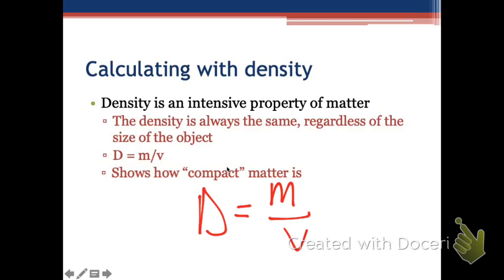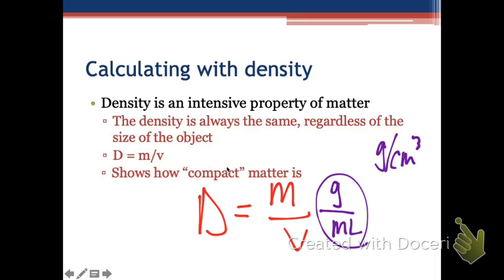Density is usually measured in this unit. Mass is measured in grams. Volume is measured in milliliters. So the units for density are grams per milliliter. Or sometimes you'll see it as grams per centimeter cubed. Because last time I told you that a cubic centimeter is the same as a milliliter. A cubic centimeter holds the same amount of volume as a milliliter.